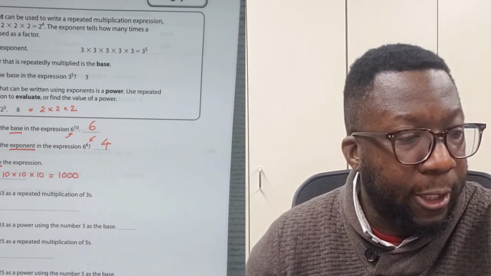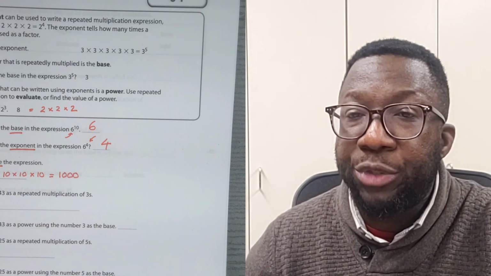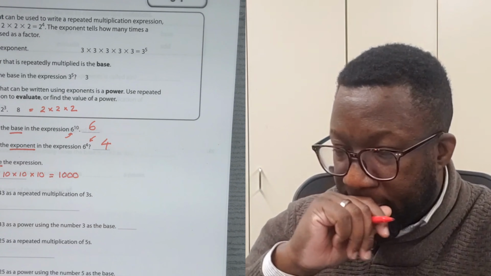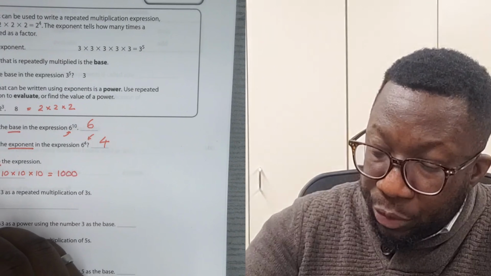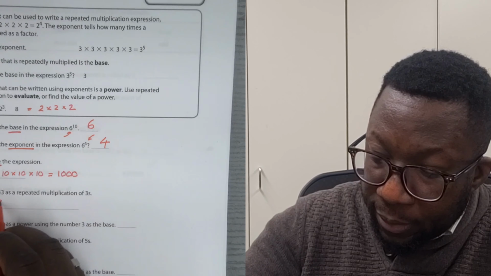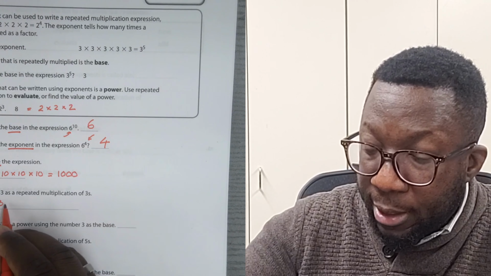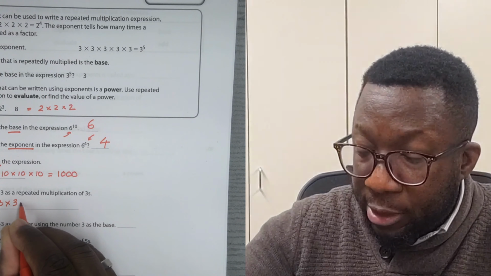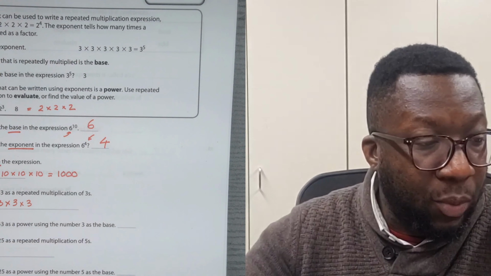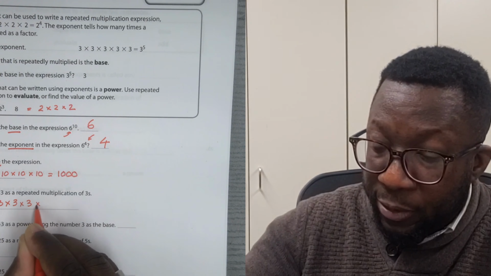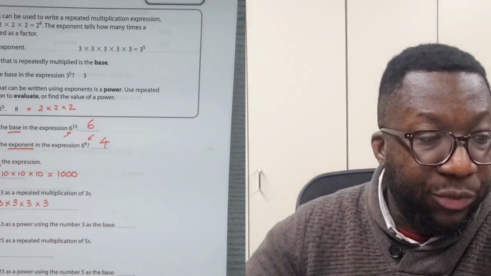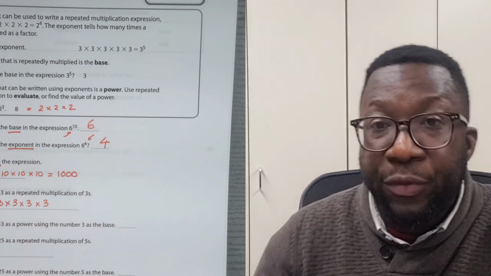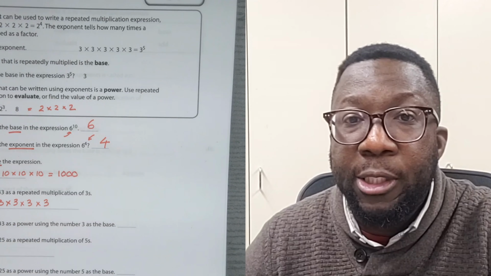For question number 4, we're asked to write 243 as repeated multiplication of 3s. Well, let's see. We know 3 times 3 equals 9. 9 times 3 is 27. 27 times 3 is 81. And then 81 times 3 is equal to 243. And so, as repeated multiplication of 3s, we have 3 five times.